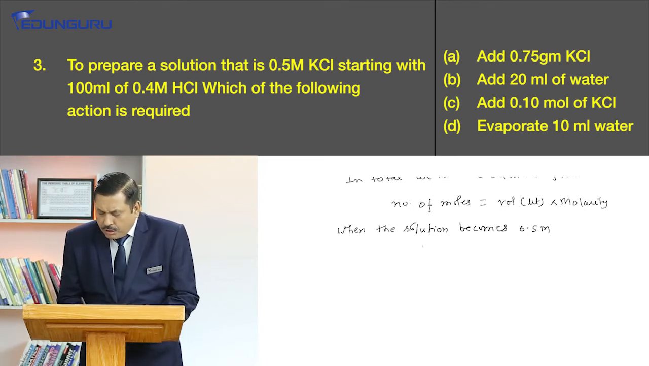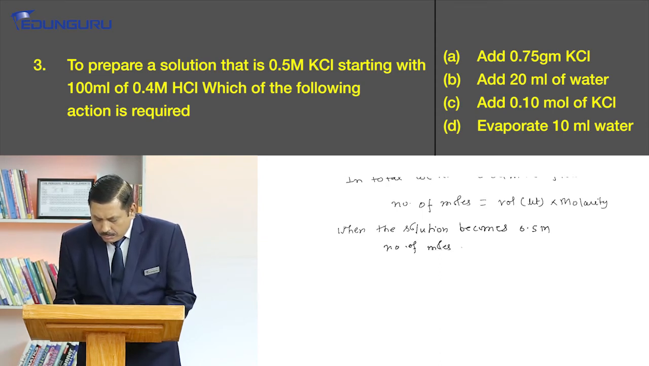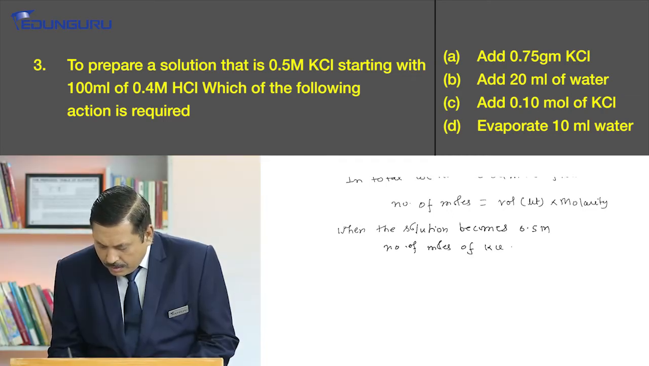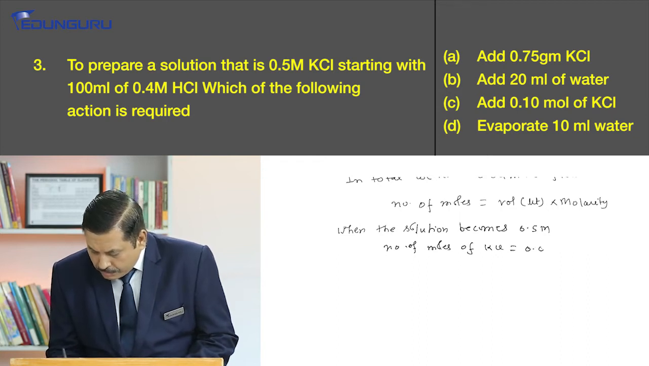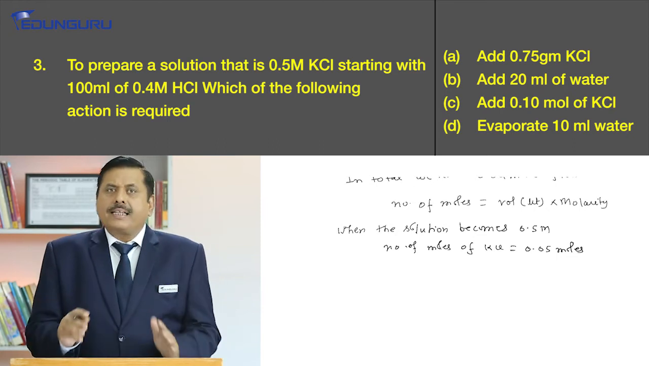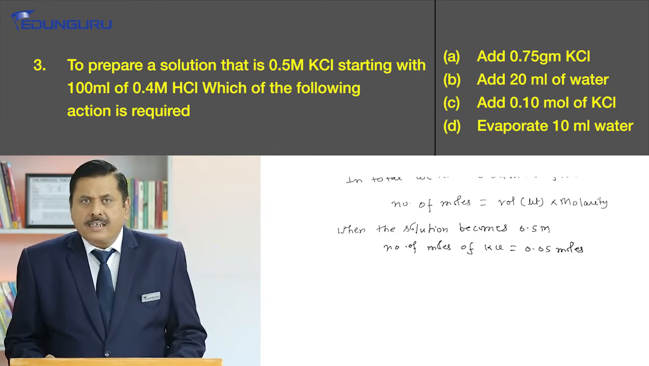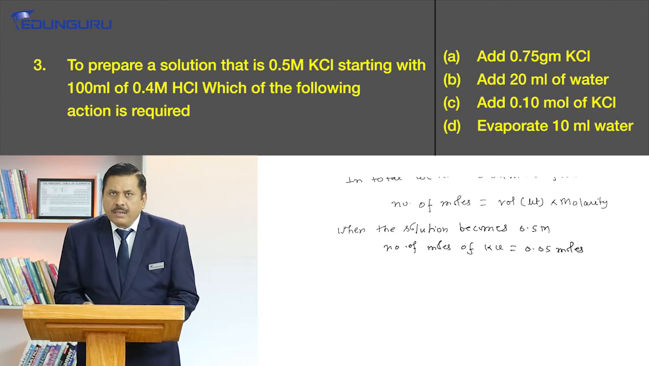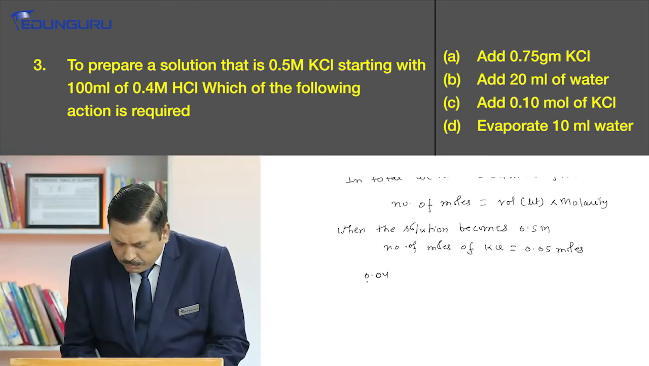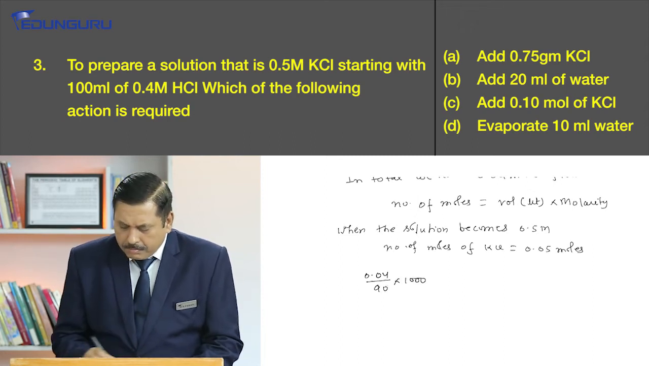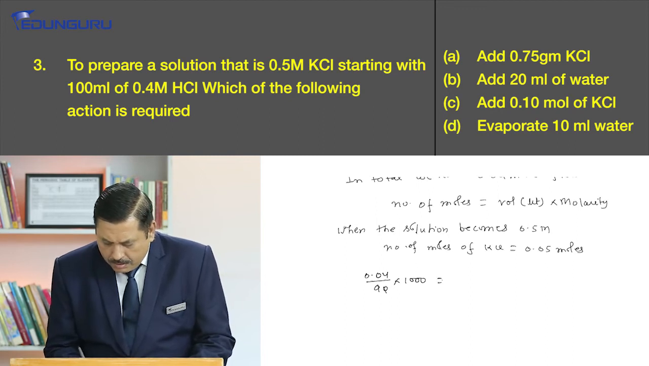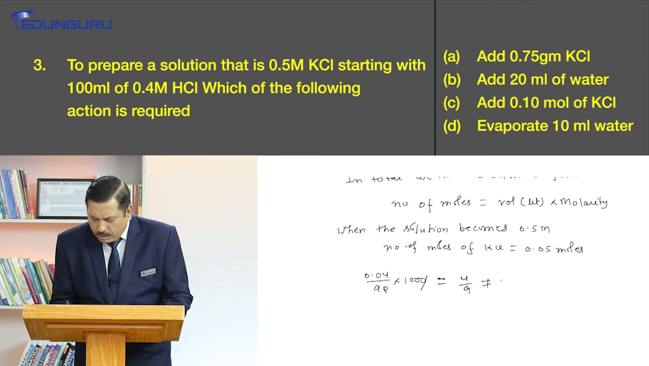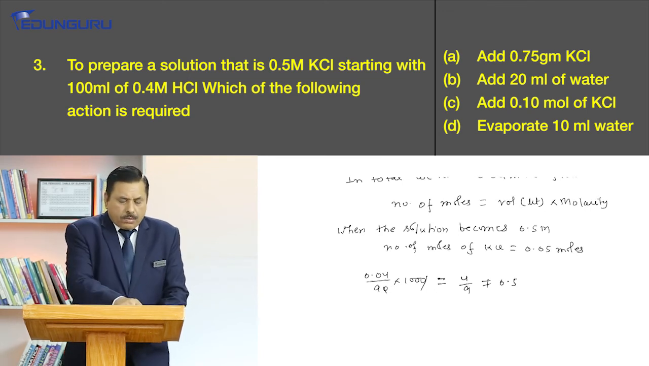Now, when the solution becomes 0.5 molar, number of moles of KCl will be again 0.05 moles, assuming that total volume remains constant, because in option D, if we evaporate 10 ml of water, new molarity will not be 0.5, rather it will be 0.04 upon 90 into 1000, which is 4 upon 9, which is not equal to 0.5. So option D is ruled out.